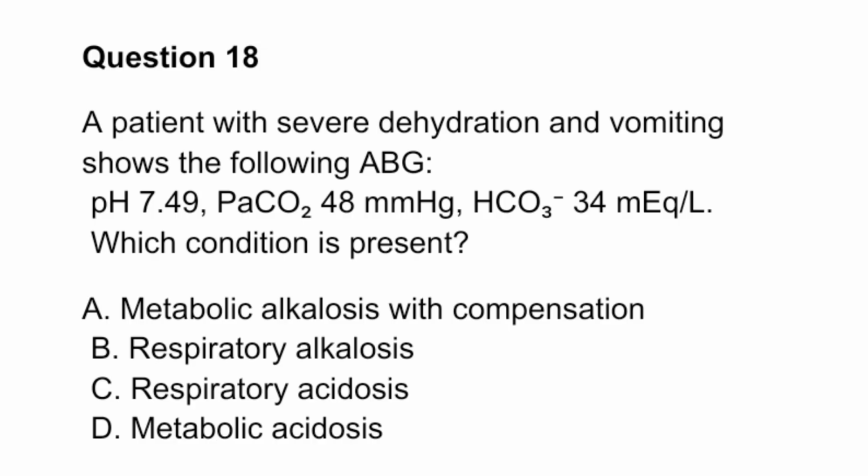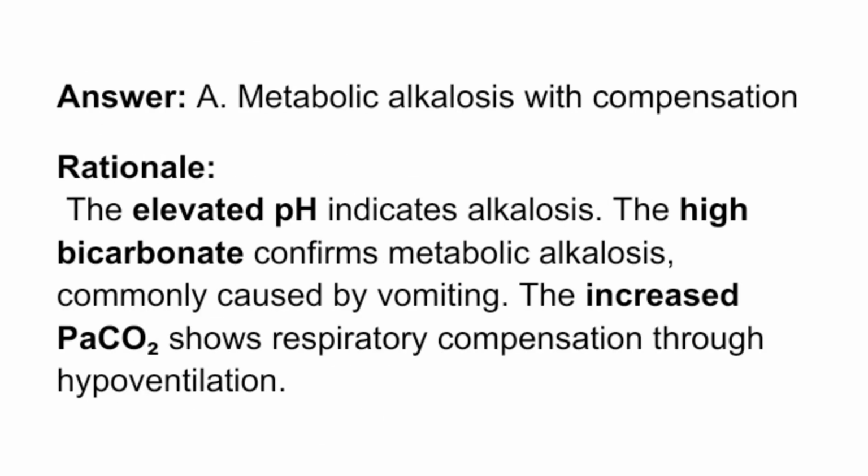Question 18. A patient with severe dehydration and vomiting shows the following ABG: pH 7.49, PaCO2 48 millimeters of mercury, HCO3- 34 milliequivalents per liter. Which condition is present? A. Metabolic alkalosis with compensation. B. Respiratory alkalosis. C. Respiratory acidosis. D. Metabolic acidosis. Answer: A.